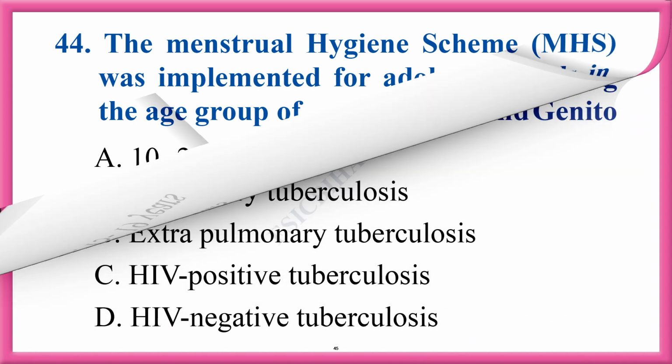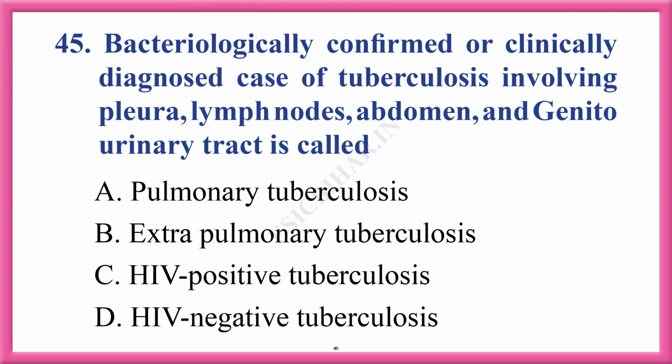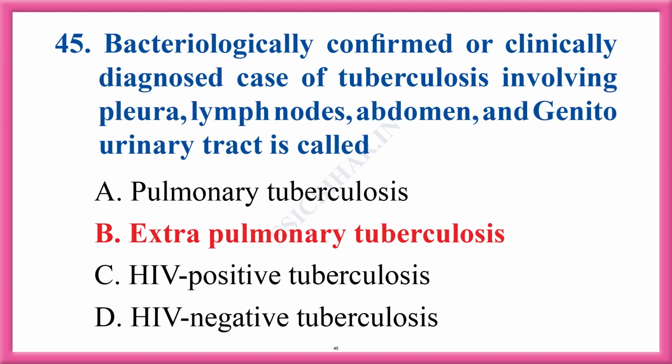Question 45. A bacteriologically confirmed or clinically diagnosed case of tuberculosis involving pleura, lymph nodes, abdomen, and genitourinary tract is called: A. Pulmonary tuberculosis, B. Extrapulmonary tuberculosis, C. HIV positive tuberculosis, D. HIV negative tuberculosis. And the answer is B. Extrapulmonary tuberculosis.